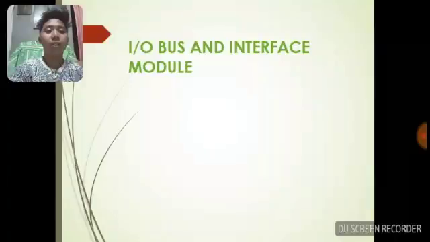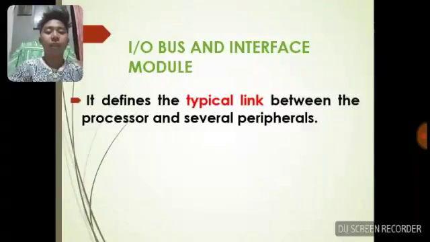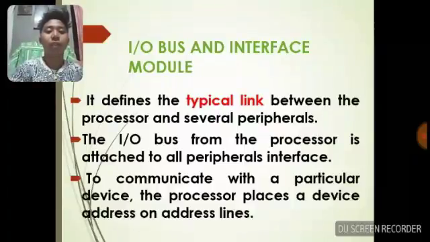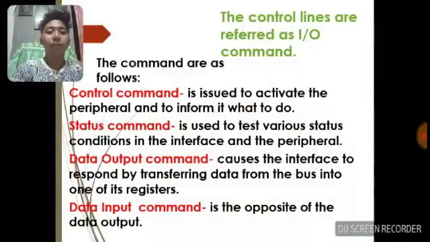Input-output bus and interface module. It defines the typical link between the processor and several peripherals. The input-output bus from the processor is attached to all peripheral interfaces. To communicate with a particular device, the processor places a device address on the address line. The control lines are referred to as input-output commands.